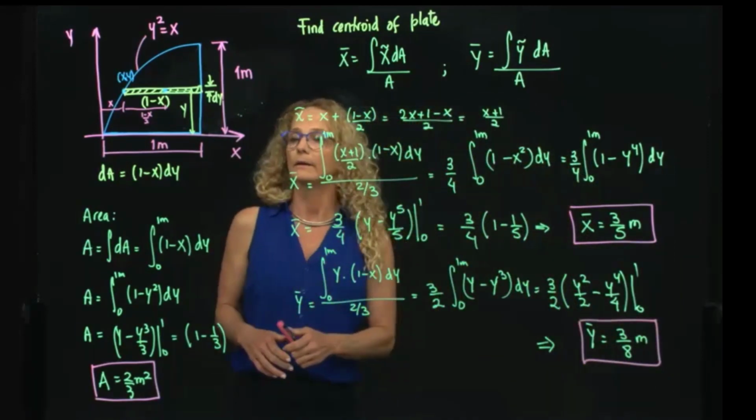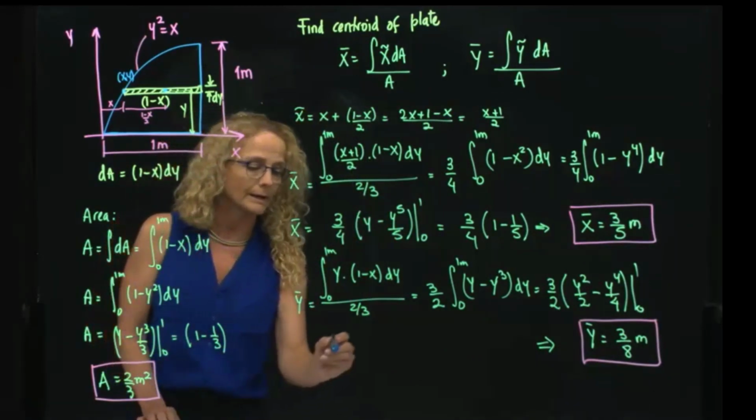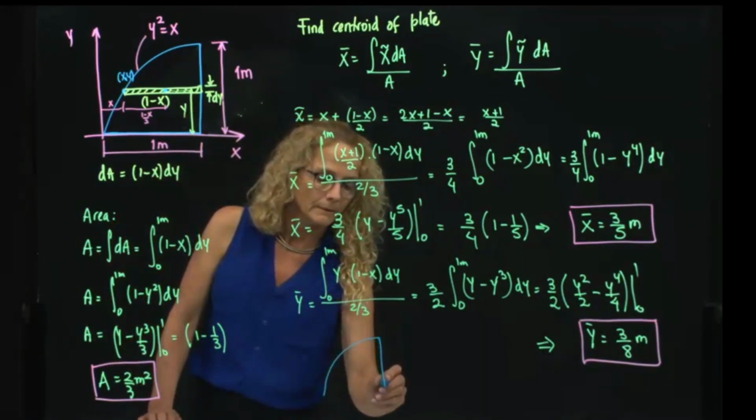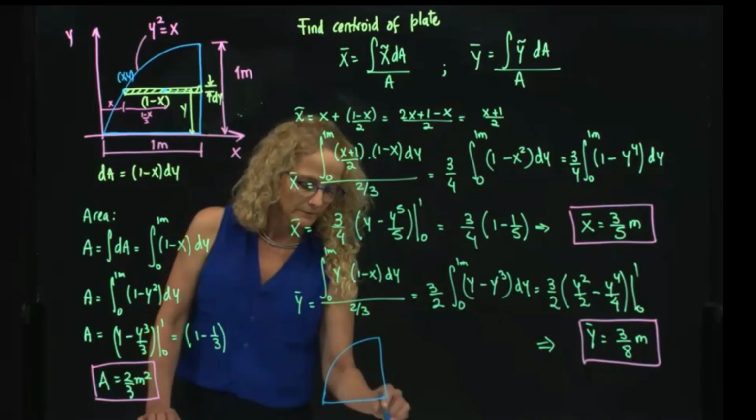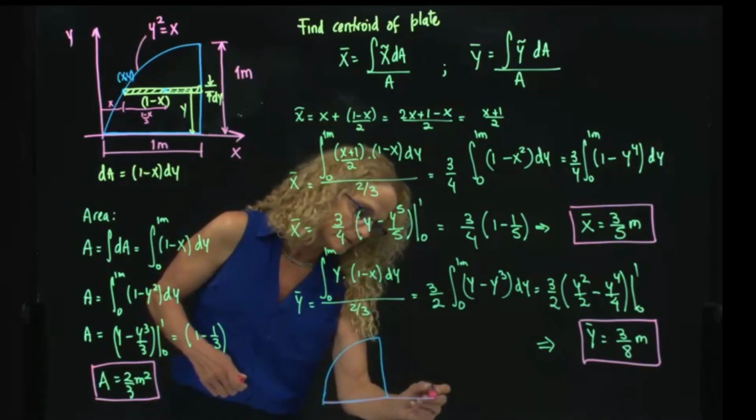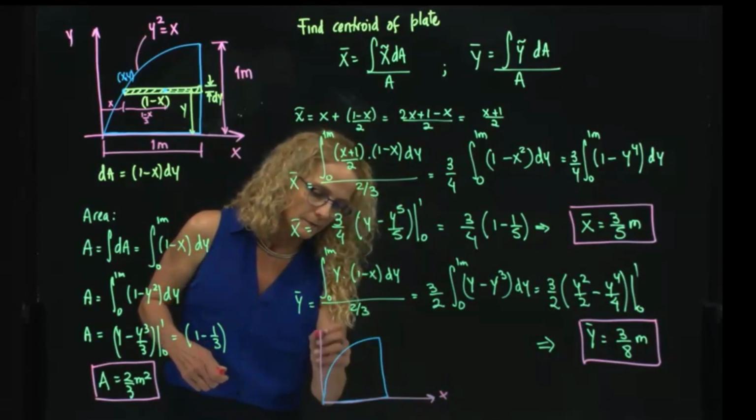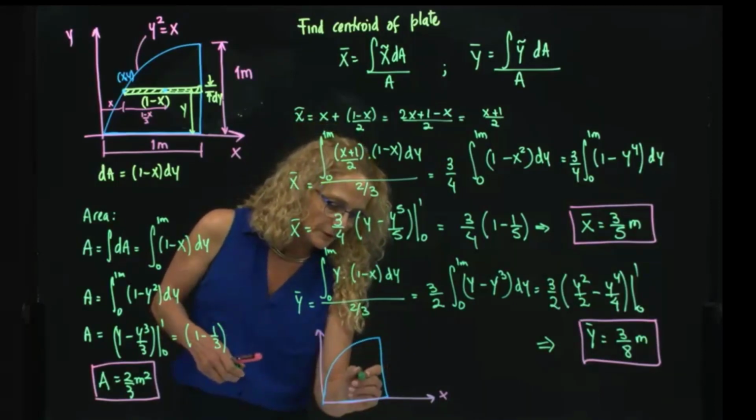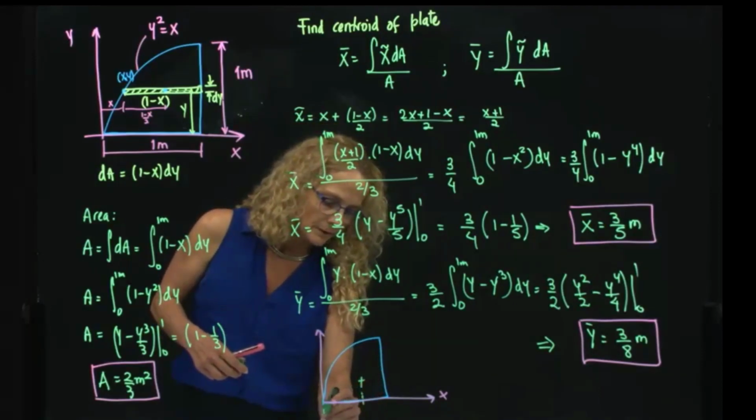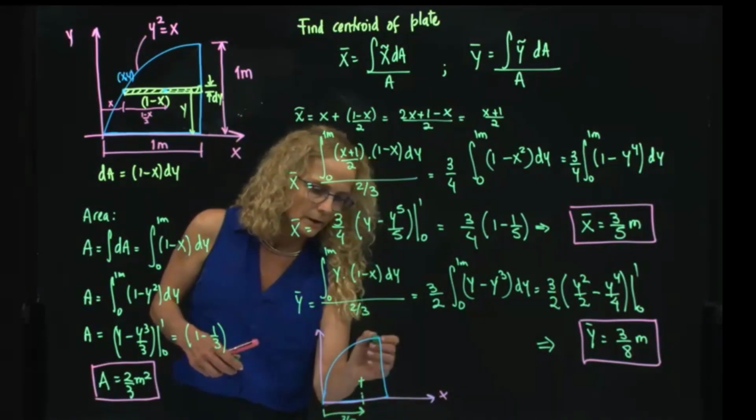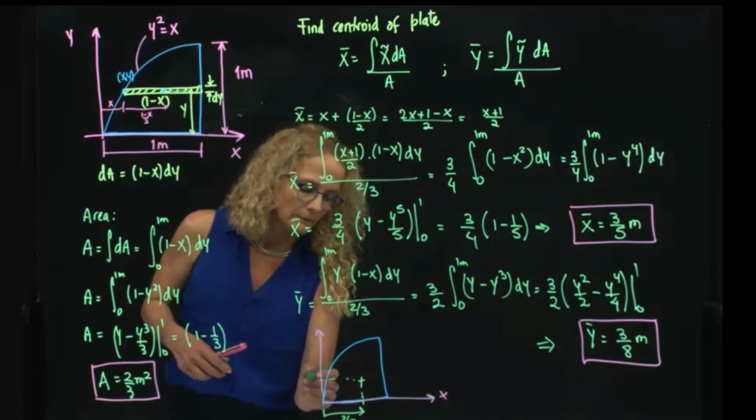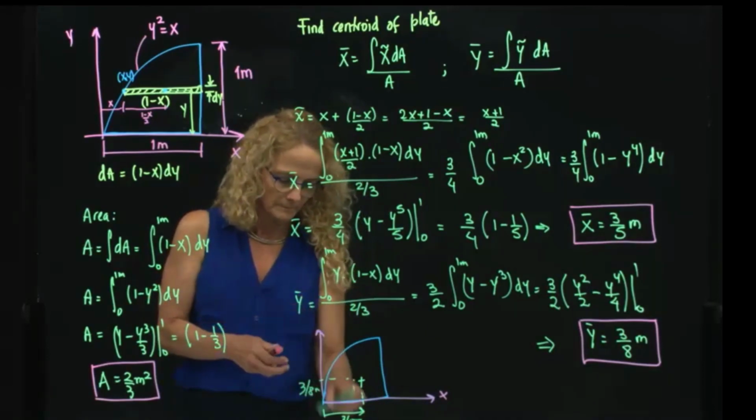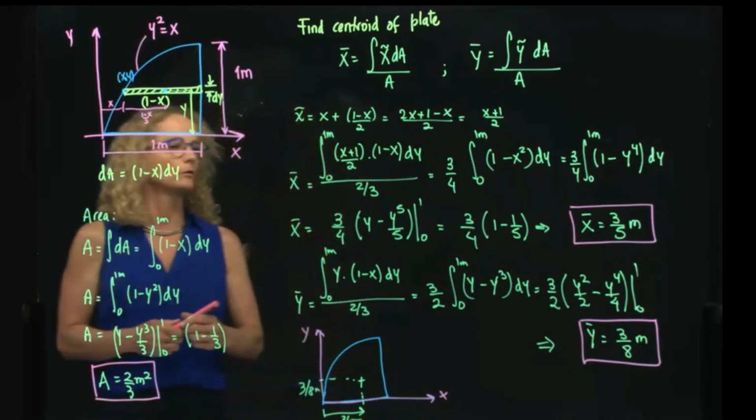And that's the location. So if we draw again our plate, with the x and y axis, my centroid will be located at 3/5, more or less over here, 3/5 meters. This is 1, and at 3/8 meters. And this is the solution of this problem.